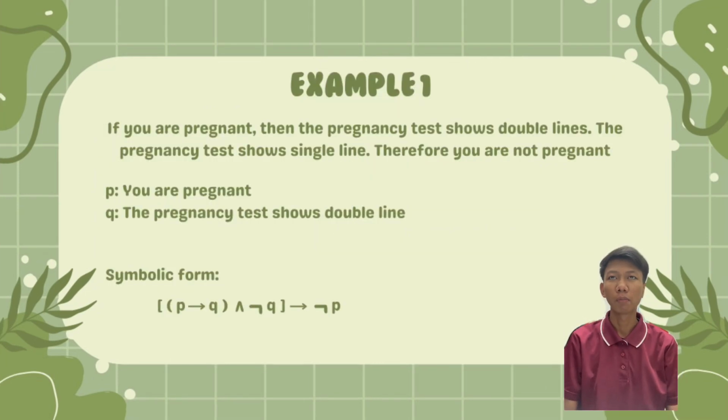Okay, so now I will explain about example 1. Example 1 is about logical implication by using truth table. So example 1 is: if you are pregnant, then the pregnancy test shows double line. The pregnancy test shows single line, therefore you are not pregnant. For this sentence, P is you are pregnant and Q is the pregnancy test shows double line. So we can transform this sentence into the symbolic form: P then Q and not Q implies not P.